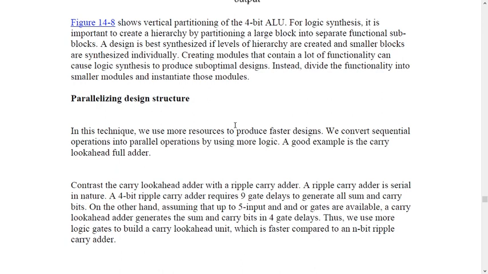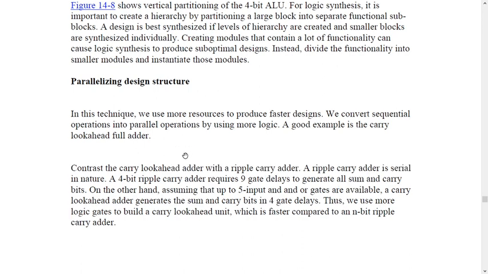In these techniques, we use more resources to produce a faster design. We have the resources, so I can use them to produce the results faster. We convert the sequential operations into parallel operations by using more logic. A good example is the carry lookahead adder versus the full adder.